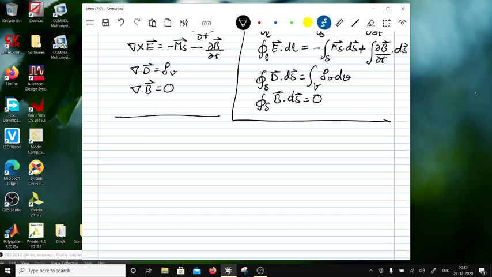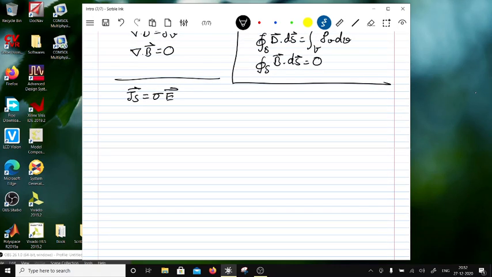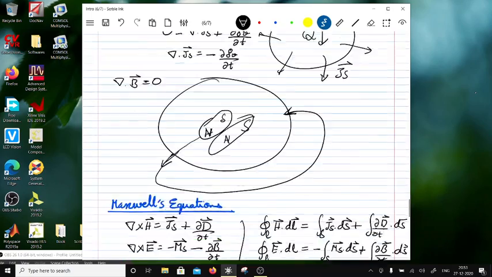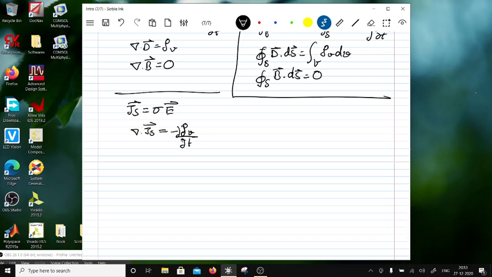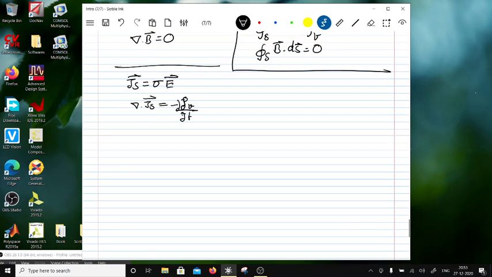Next thing to remember is Js equals sigma E. That's Ohm's law. There is no magnetic equivalent of that. The third thing to remember is, if there is a divergence of Js, then it is minus ∂rho v/∂t, isn't it? That's what we derived, right? So the charge basically just flows out, and that's what it is.